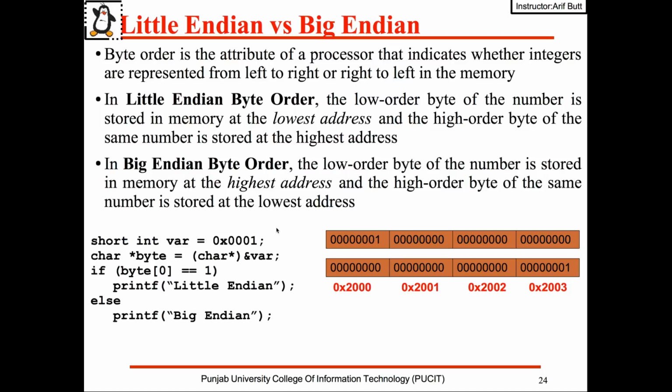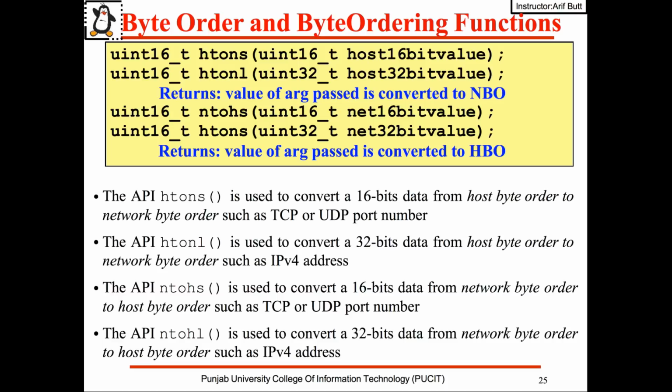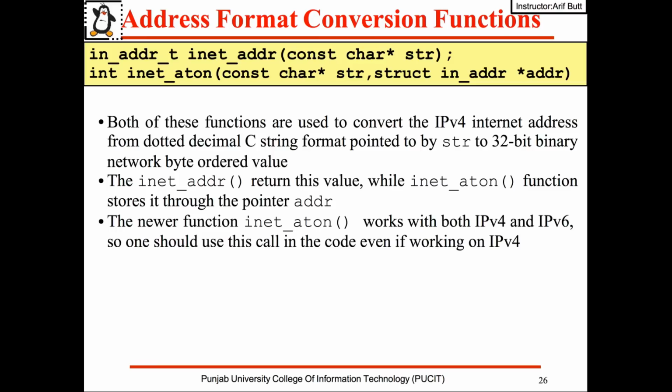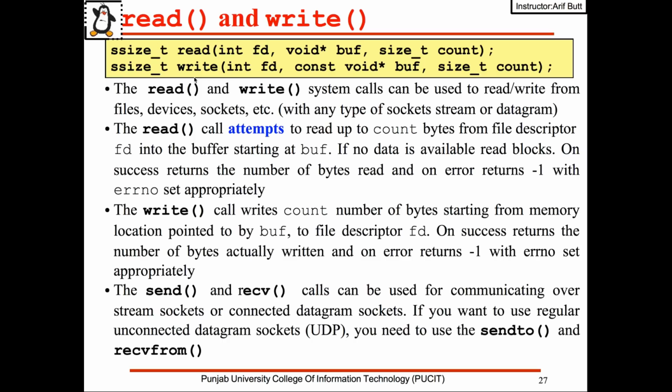Well, this slide shows the concept of little endian and big endian. Remember, the network ordering is always big endian, and our machines are mostly little endian. And these are the byte ordering functions. You can change from host to network and network to host for short as well as for long values. And this is inet_addr. This is the old version. It is always better to use inet_pton, which works fine for IPv4 as well as for IPv6. And the famous read and write system calls, you know about them.